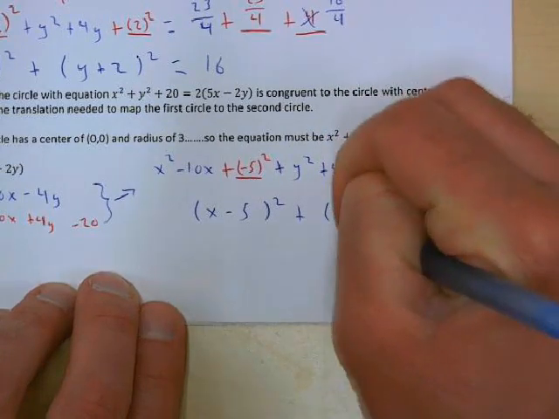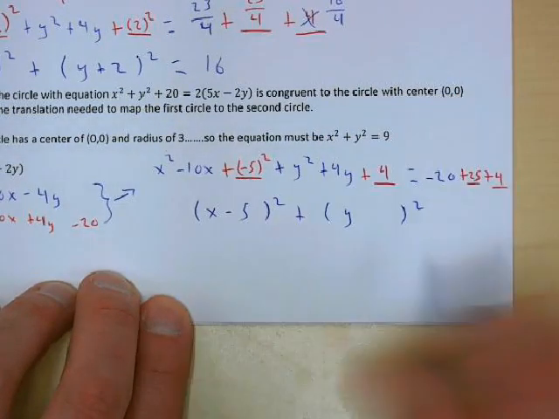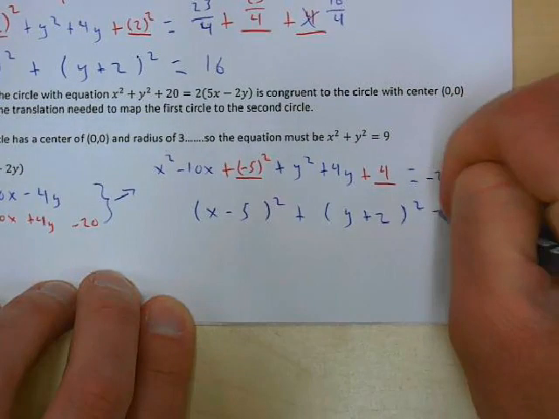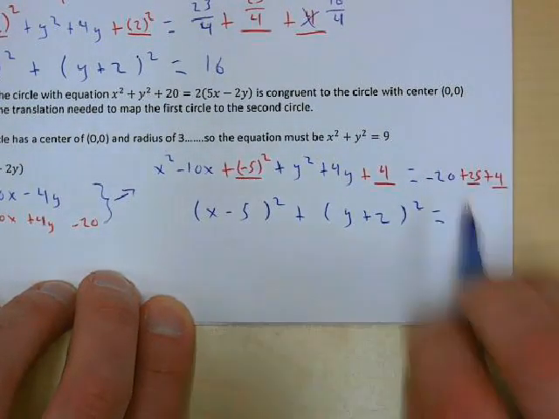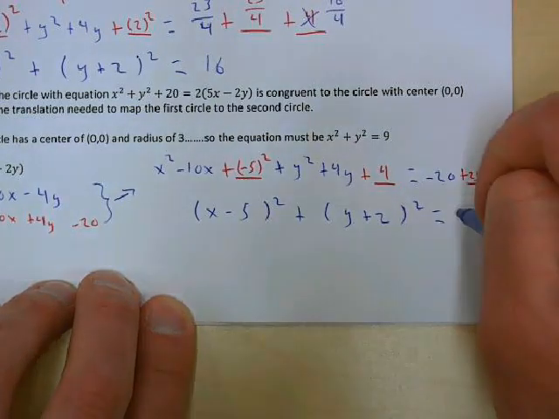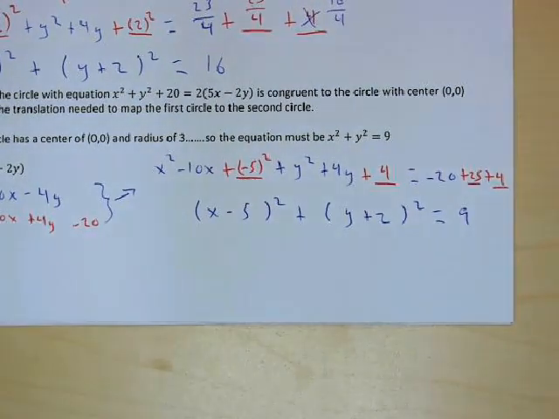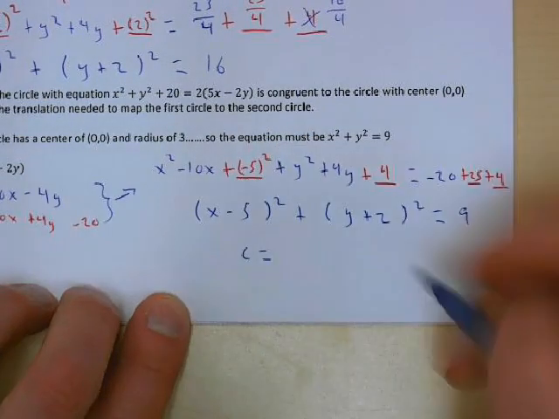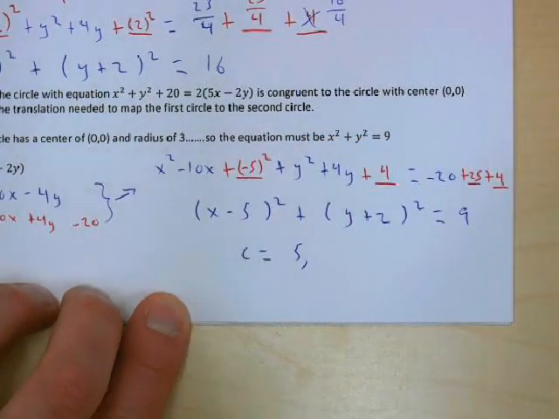Plus, this is going to be something with y in it squared, and what did we square to get 4? Positive 2. And then equals, let's see, negative 20 plus 25 is 5, plus 4 is 9. Okay? All right, so let's see. Yeah, we can write it. We got some space. The center for this circle, we can see now, is going to be at 5 comma negative 2.